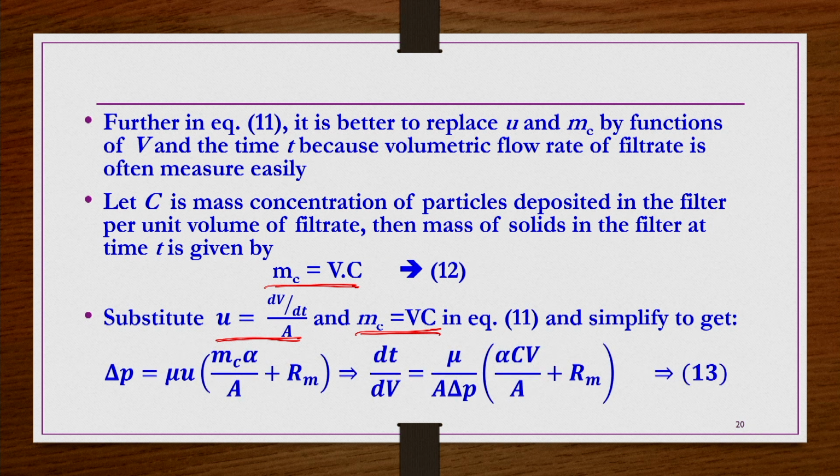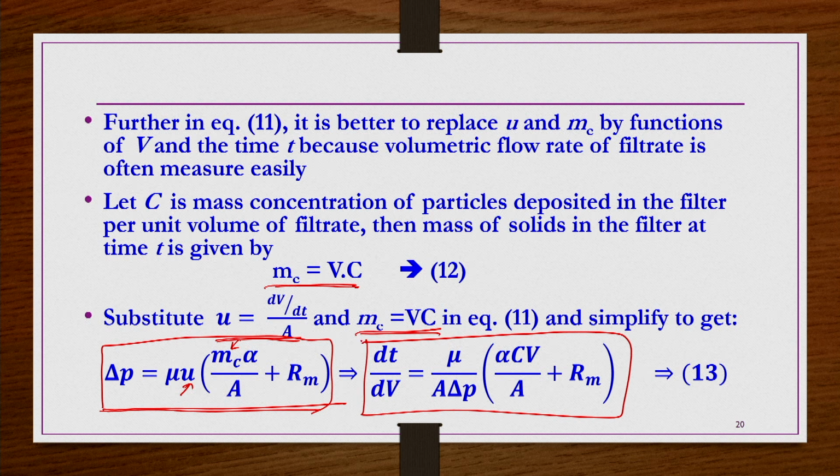Then we have this delta P; this part is nothing but your equation number 11. In this equation, in place of mc you write VC, in place of u you write dV by dt divided by A, and then rearrange so that you have dt by dV equals mu by A delta P multiplied by alpha C V by A plus Rm. In this equation, experimentally, the volume of filtrate collected versus time information you can get for a given delta P value.